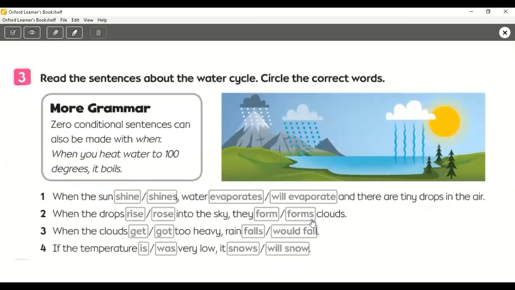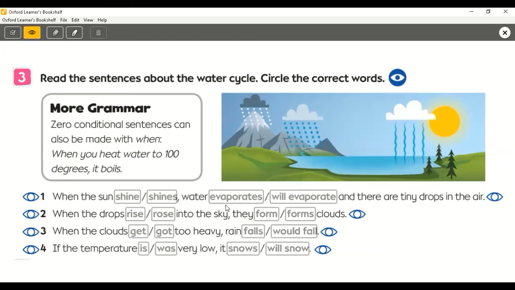And question number 3, read the sentences about the water cycle, write the correct words. Again, zero conditional sentences can also be made with when. Do you remember that we can replace if with when? When you heat water to 100 degrees, it boils. So look at here. When the sun shines or shines, what do you think? Which one is the correct answer?